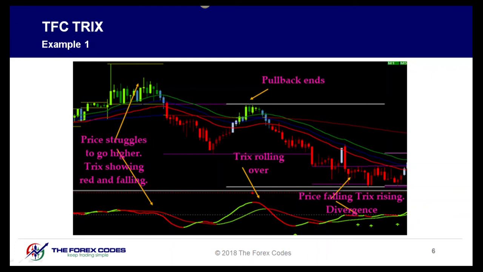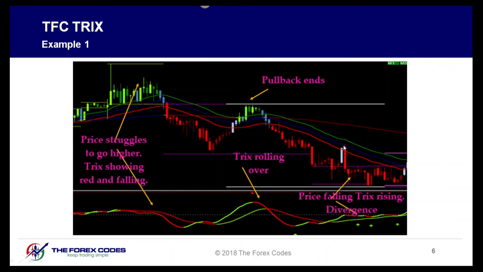Now, I talked to you before about divergence. You can see here, price is falling, albeit a lot slower, but at the same time the Trix is green and rising. There's divergence. Price falling, Trix rising. Can you see? It's indicating a bottom. It's indicating a divergence between price, which is falling albeit slower, and Trix, which is rising. That is a sign to get the hell out of that trade. Okay?